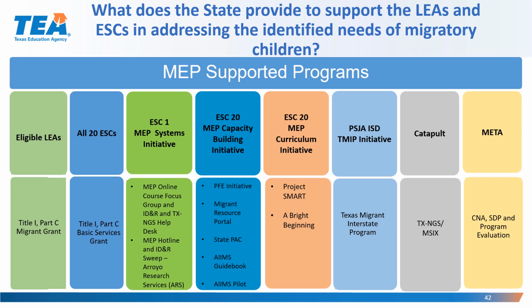This is the breakdown. We provide funding for all eligible LEAs. Additionally, there's funding for all 20 ESCs. We have the MEP Systems Initiative with Region 1, the MEP Capacity Building Initiative with Region 20, the MEP Curriculum Initiative with Region 20, the TMIP Initiative with PSJAISD. Our data systems, TX-NGS and M6, are with Catapult, and our continuous improvement cycle, which is part of the CNA, the SDP, and the program evaluation, are under Meta.